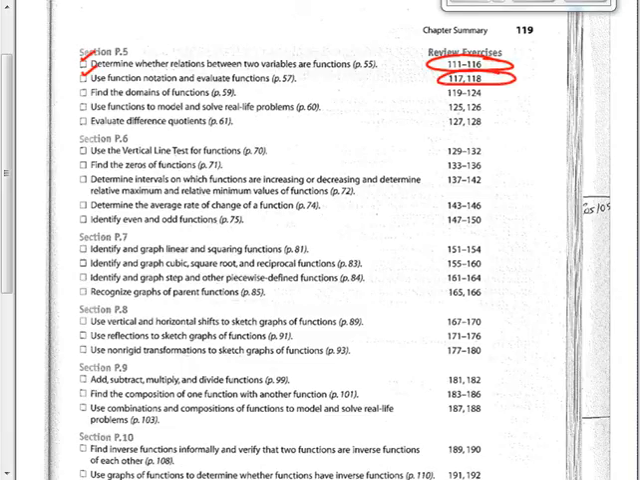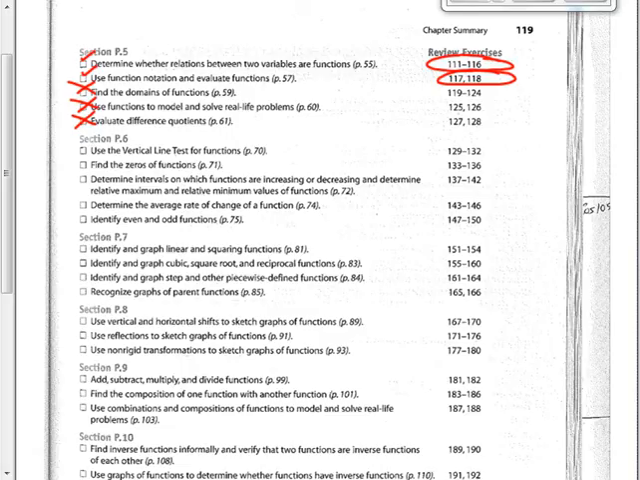Finding the domains. We didn't find domains of functions, so you can cross that one out, or you can put a check mark on it if you wanted to. Using functions to model and solve real-life problems. We didn't do anything with that. Evaluating difference quotients. We didn't do anything with that either.